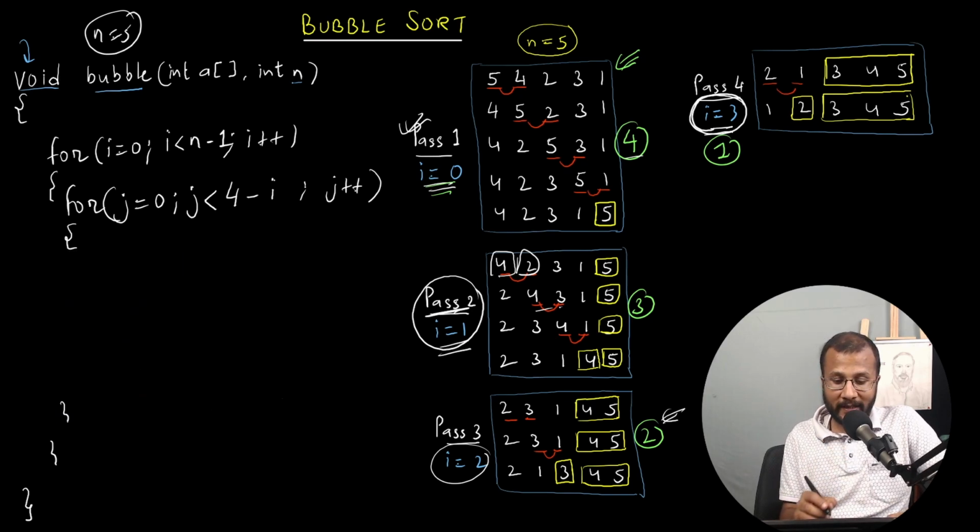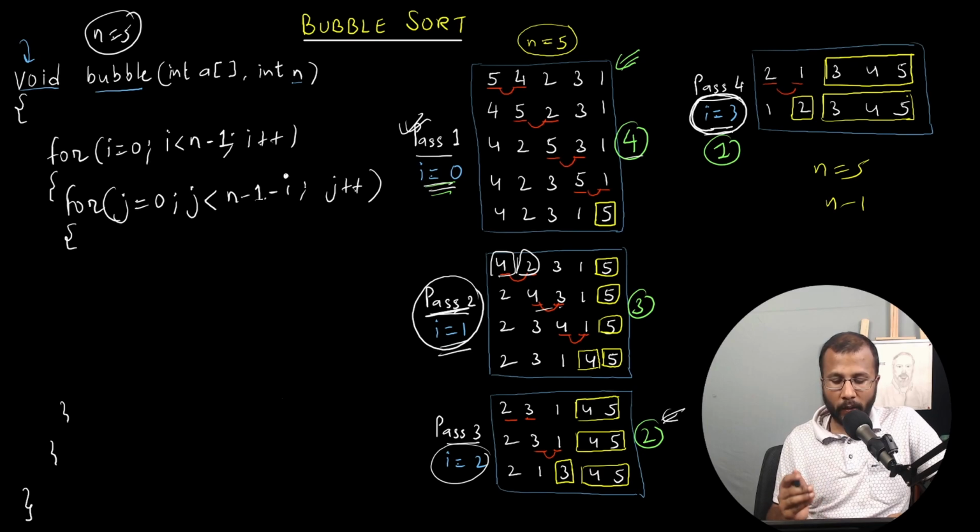Now let us try to make this inner loop more generic, because here we are writing 4, right? 4 does not make it generic. I need to replace this 4 by n. Whenever n is 5, this becomes 4. So 4 is nothing but n minus 1, 5 minus 1. So instead of 4, I need to write n minus 1. So this becomes j is less than n minus 1 minus i. n minus 1 in place of 4. I'm making it generic. Now this is how I run my inner loop.